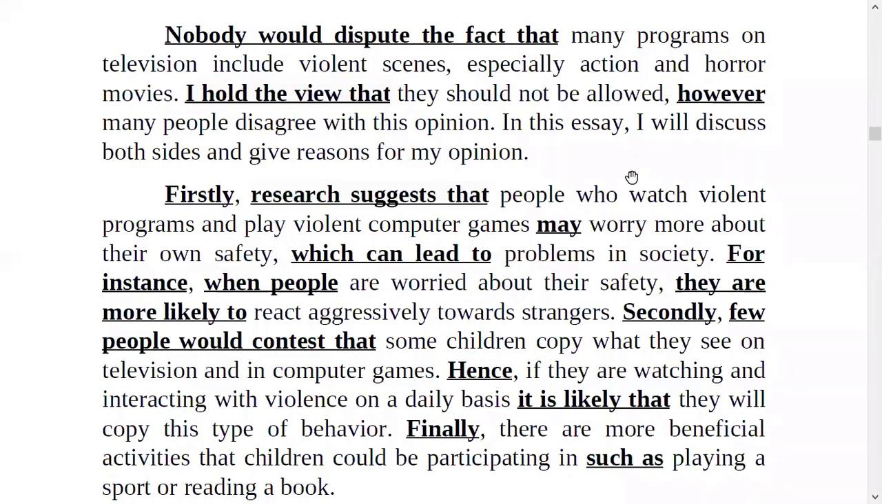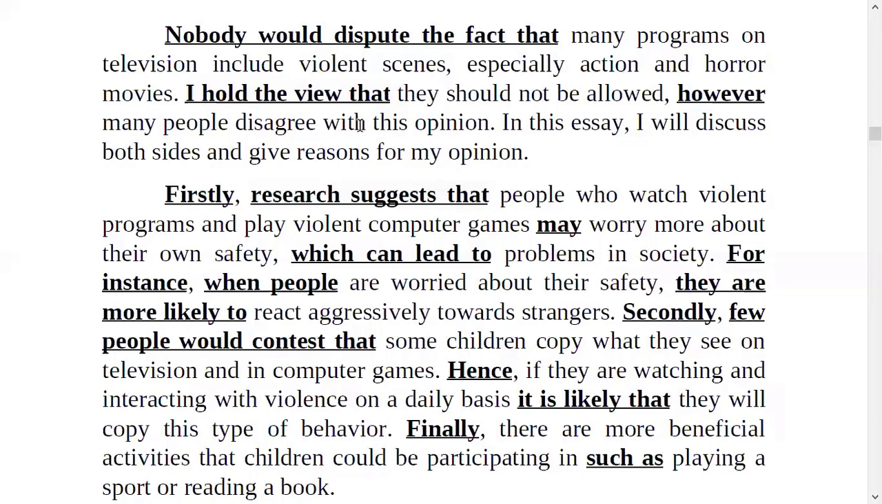Nobody would dispute the fact that many programs on television include violent scenes, especially action and horror movies. I hold the view that they should not be allowed. However, many people disagree with this opinion. In this essay, I will discuss both sides and give reasons for my opinion.